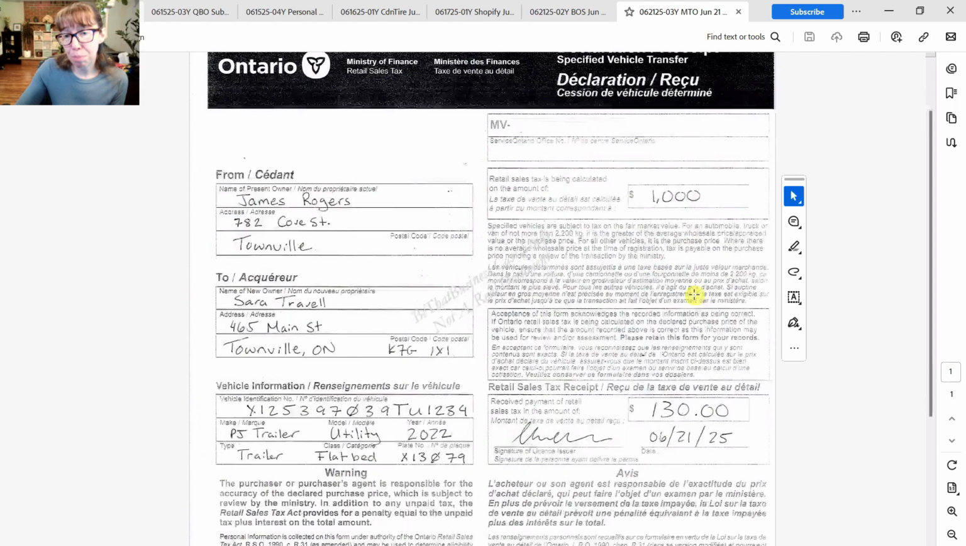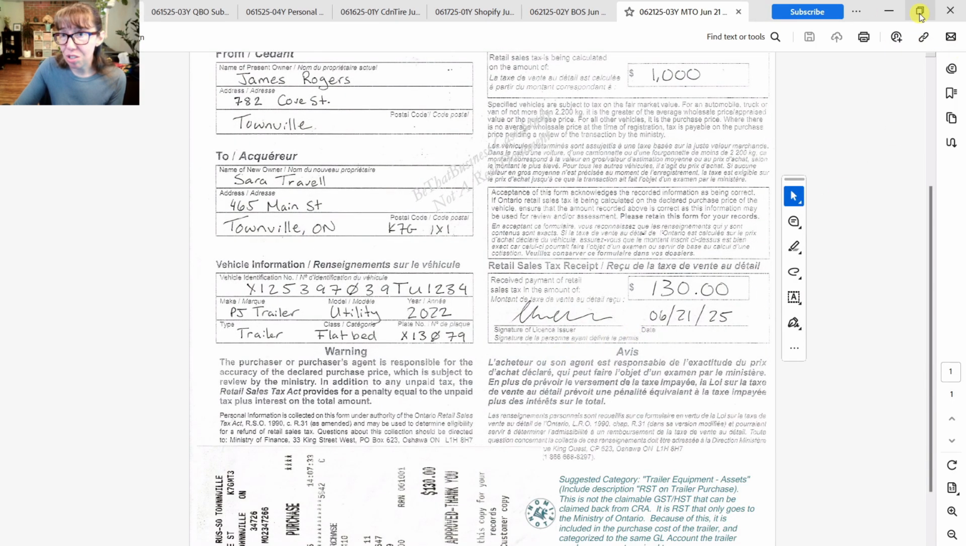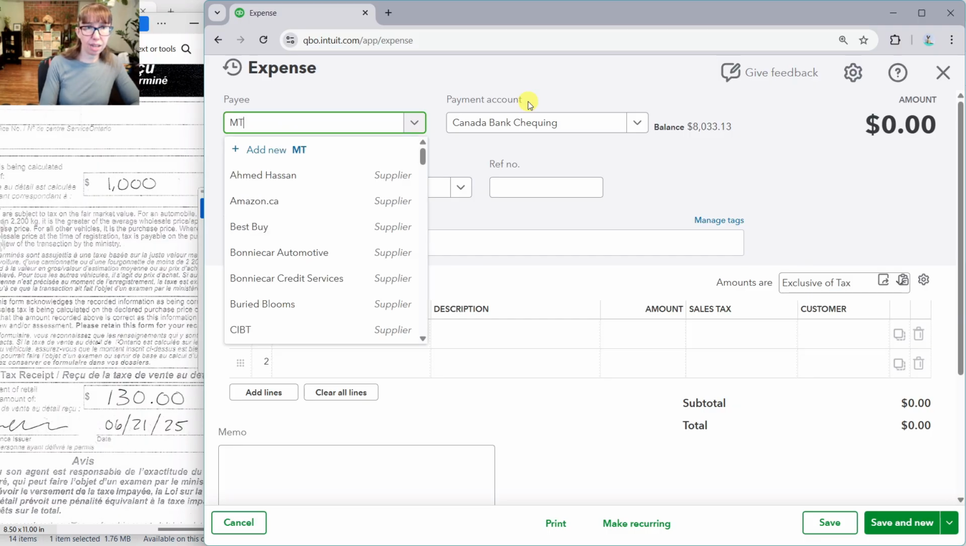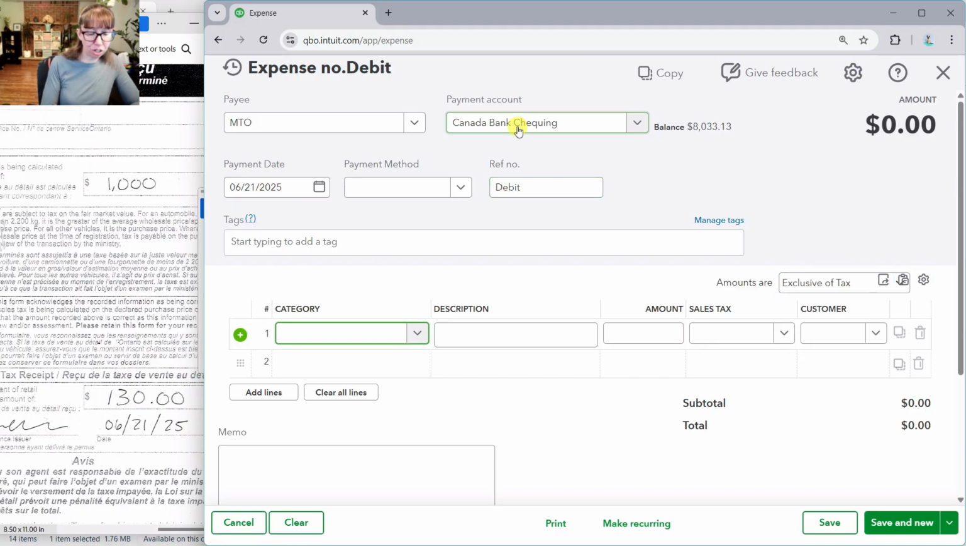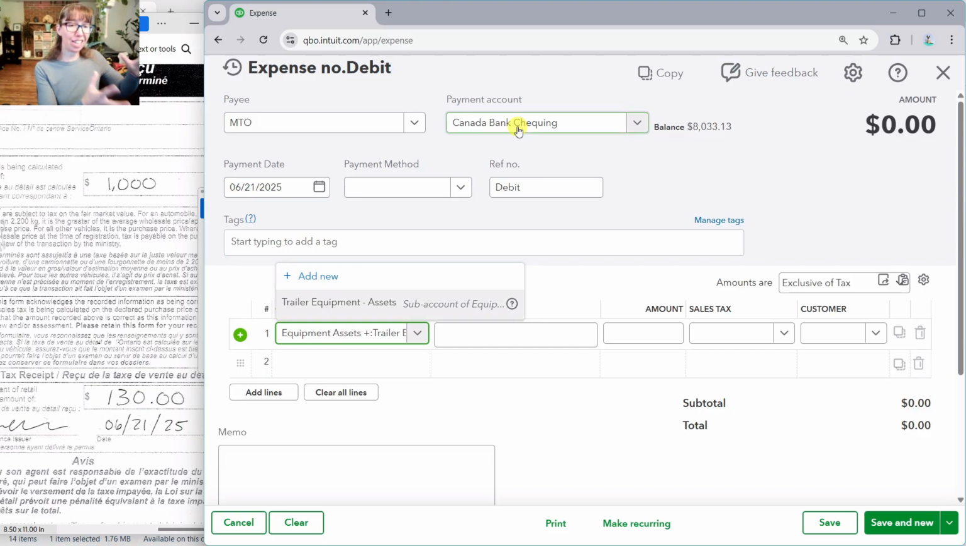So let's go ahead and put in this debit receipt just as described. So this is MTO. We paid MTO, we paid by debit on the 21st. Say debit is the number if you want. And so the category is, as I mentioned, the trailer asset. We're going to put the RST towards whatever the thing is that the RST is being charged to. So it was part of the purchase of this trailer.